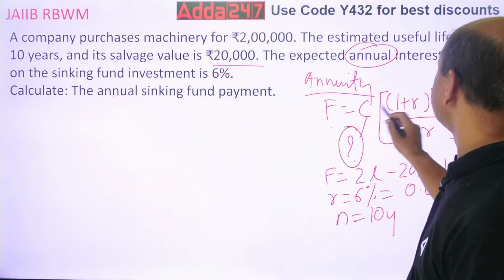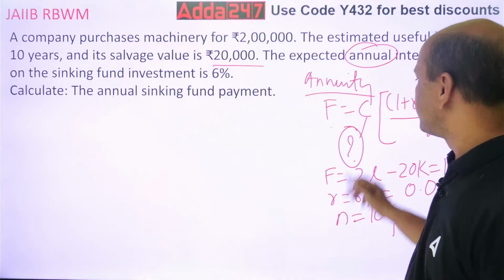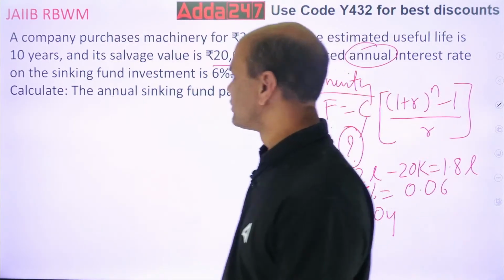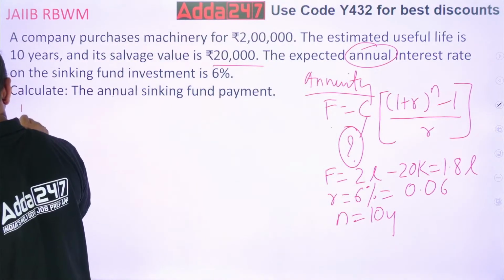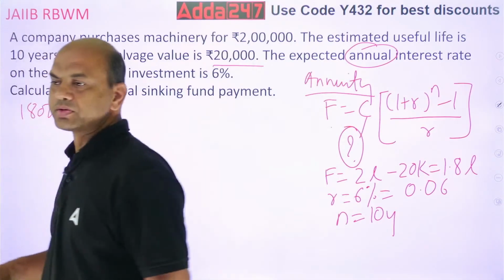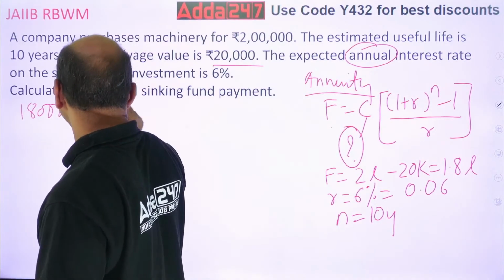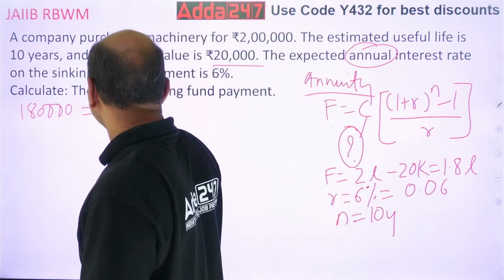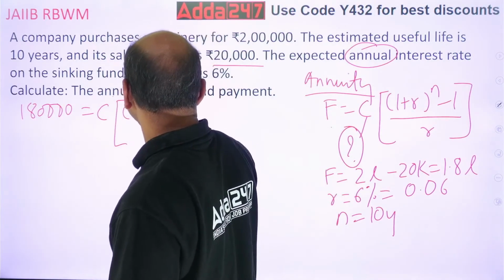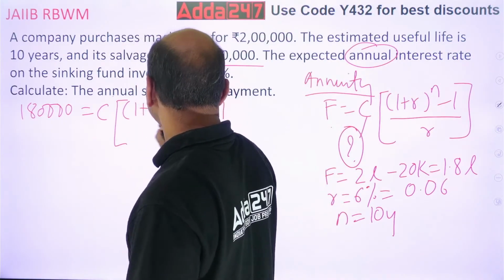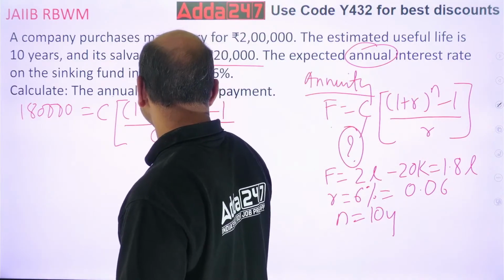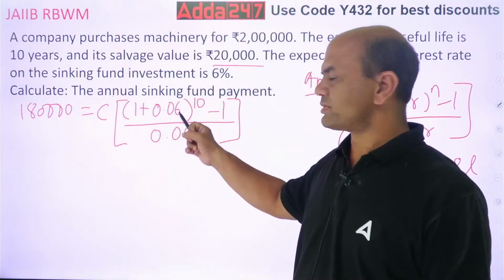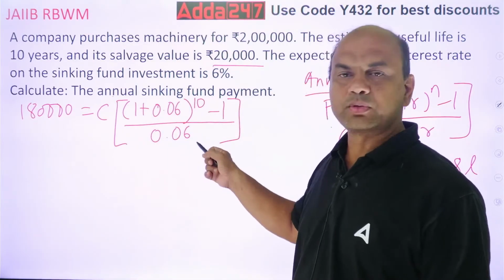Anything else? C, R, N and F. C is what you have to find out, the annual sinking fund payment. So let's solve it. 1,80,000 equals C into (1 plus R, which is 0.06) raised to N, 10, minus 1, the whole upon R, 0.06. So 1,80,000 equals C into (1 plus 0.06) raised to 10 minus 1, the whole upon 0.06.